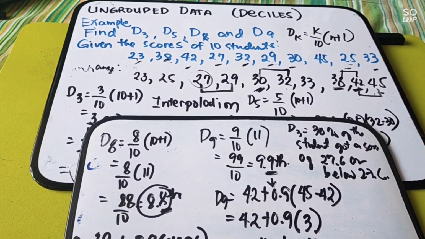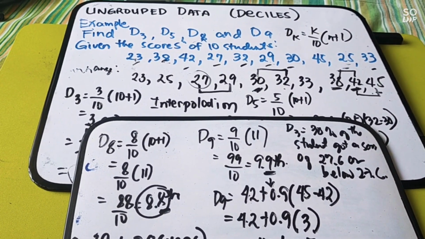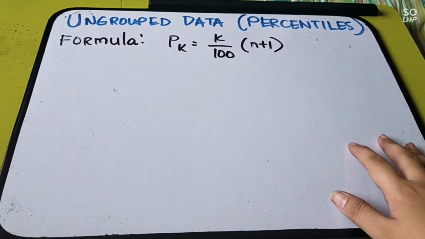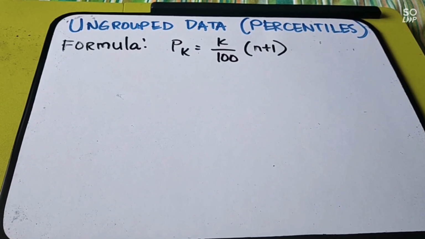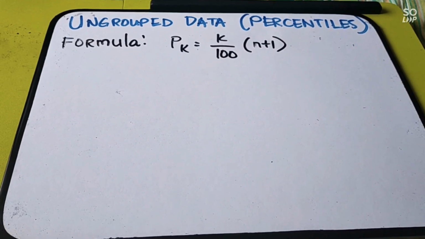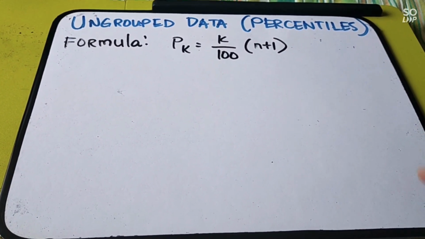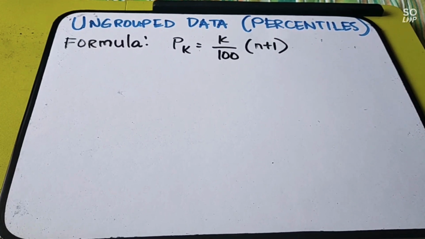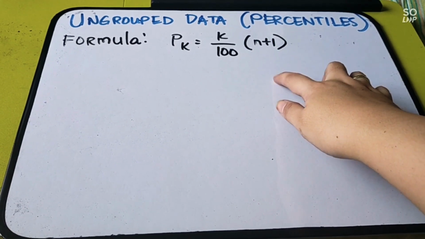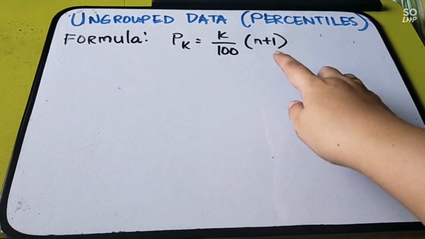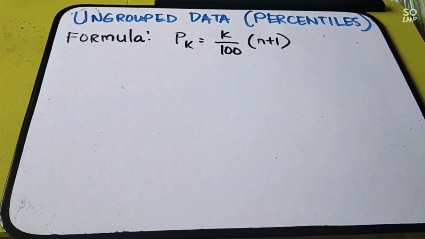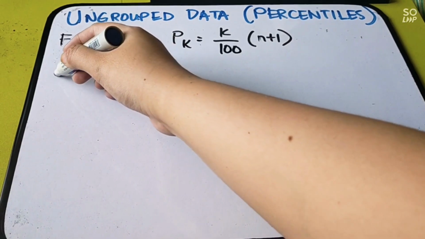Okay, now let's move with ungrouped data of percentiles. So, your formula here ay para rin siyang deciles. Yun nga lang, siya ay over 100 kapag percentiles. Kapag deciles, over 10. Kapag naman quartiles, over 4. So, we have here P sub K is equal to K over 100 times N plus 1. Where K, ito yung hinahanap mo, then N, ito yung total numbers ng given mo. So, we have your given formula for the percentile.